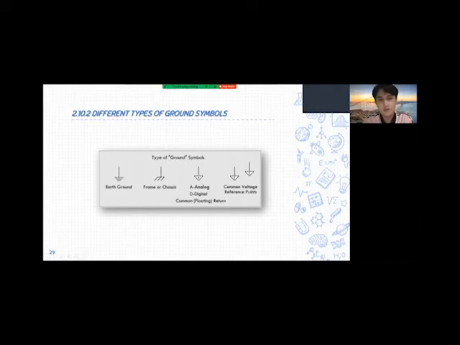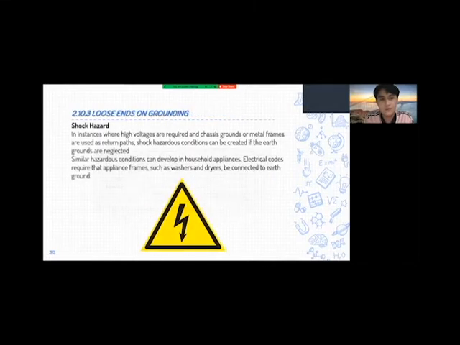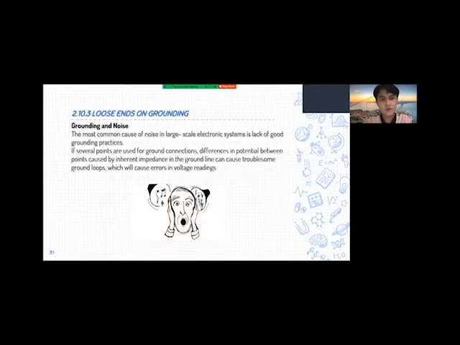There are some different types of ground symbols. This is the popular symbol we usually use. There are some loose ends on grounding with shock hazards. A shock hazard condition can be created if the ground is neglected. Grounding and noise problems occur when good grounding practice is lacking.